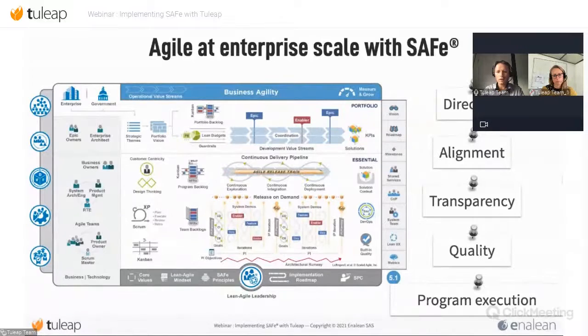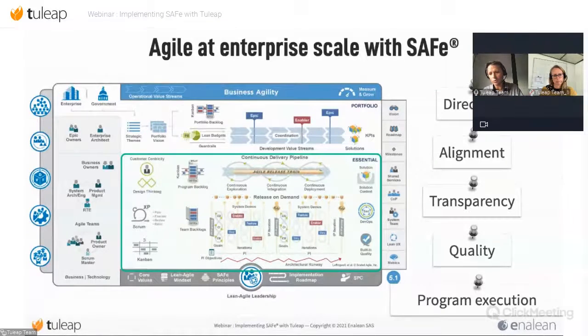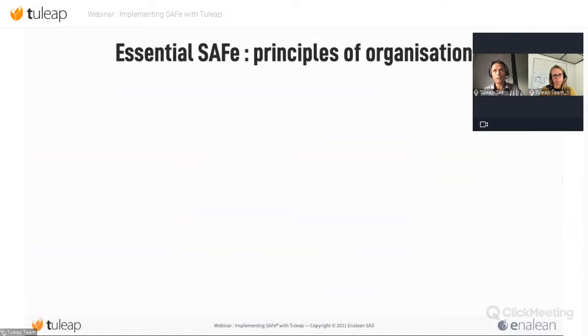During this presentation, we will speak only about SAFe Essential. So SAFe Essential, this is the organization that will apply to manage some release train, so Agile Release Train with several teams. So what will be the organization of SAFe Essential?